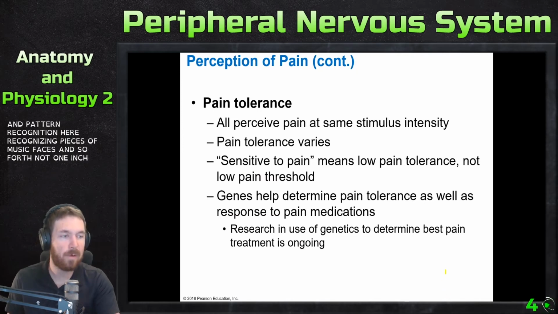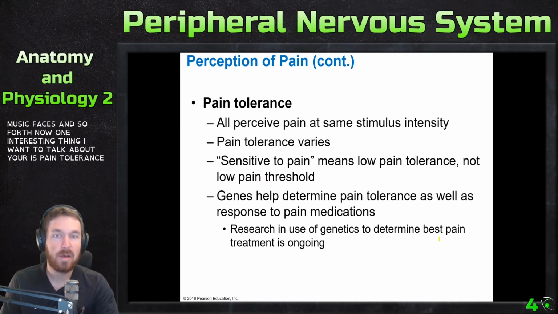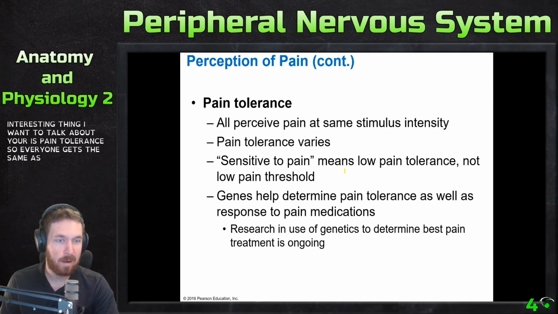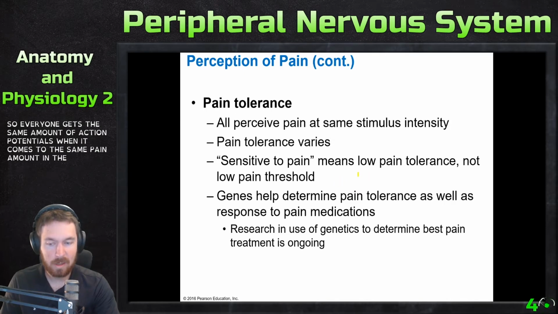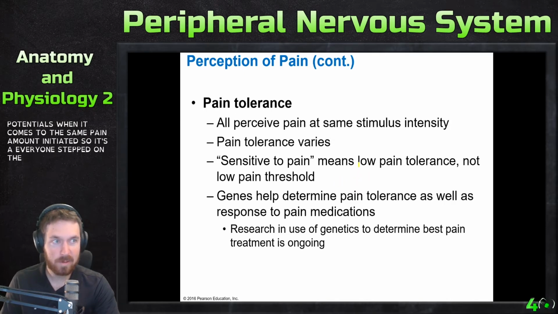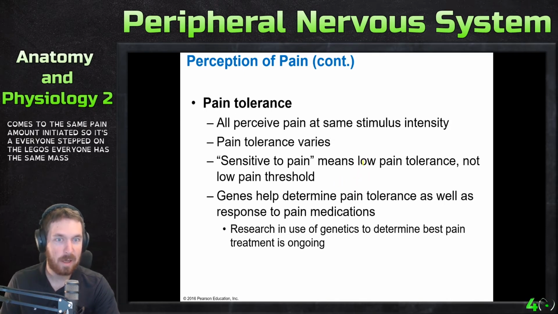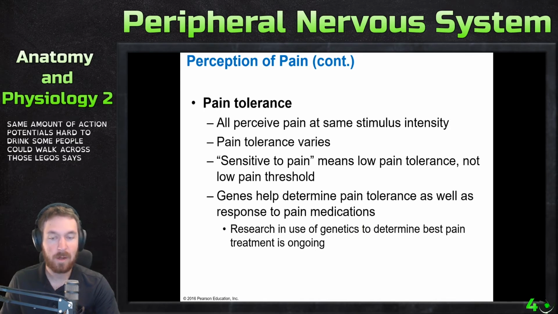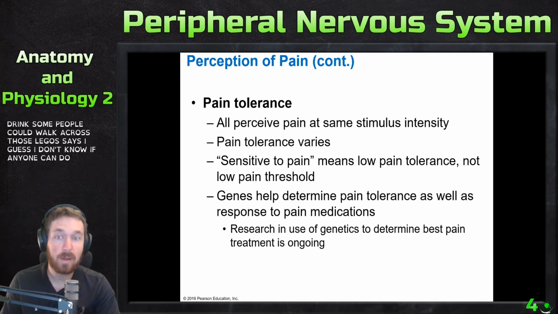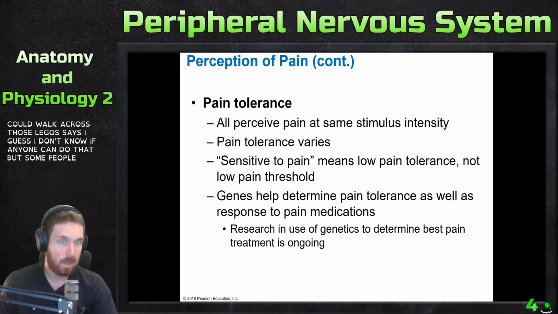Now, one interesting thing I want to talk about here is pain tolerance. Everyone gets the same amount of action potentials when it comes to the same pain amount initiated. So say everyone stepped on the Legos, everyone was the same mass, and everyone had the same amount of action potentials fired to the brain. Some people could walk across those Legos, I guess, I don't know if anyone can do that. But some people can tolerate pain more than others.